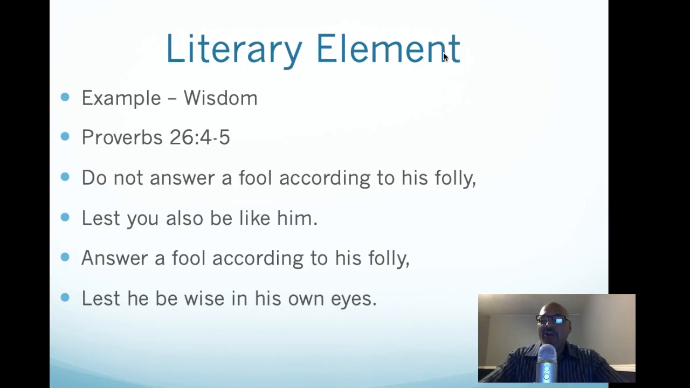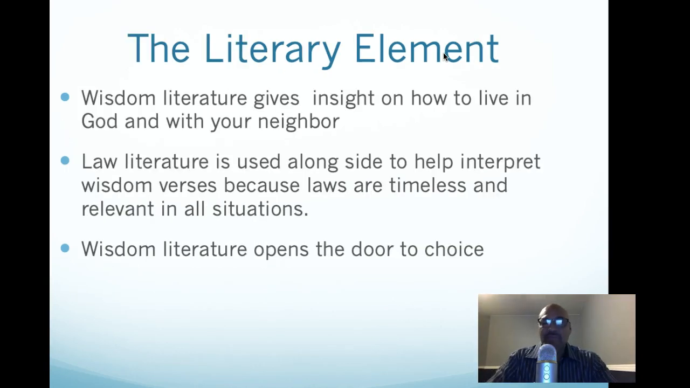But you got to understand that there are writings that are pure wisdom. Okay. Here's the wisdom literature gives insight into how to live in God and with your neighbors. Law literature is used alongside to help interpret wisdom verses because laws are timeless and relevant in all situations. Okay, so the law of God is good for all situations, but it stabilizes the wisdom that you want to use. Okay, so again, we're going to look at some law scriptures in a little bit, but that's how you support your wisdom scripture, your proverbs. You find law scriptures that will support it.